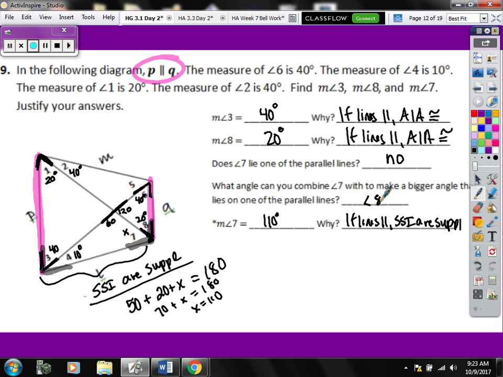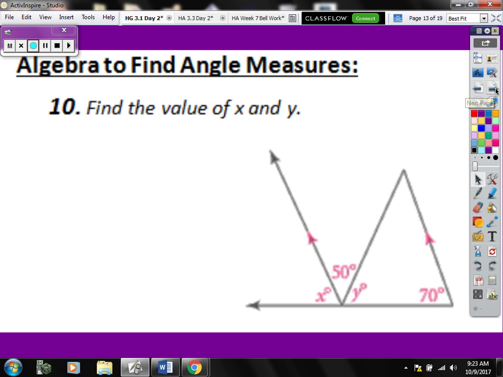All right. Let's make sure we get through the next one and then we should be fine for the homework. Find the value of x and y. So first of all, notice the markings. We can see that these are marked as being parallel. So let's go ahead and highlight them.